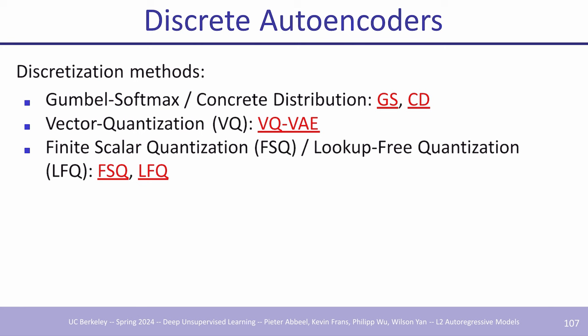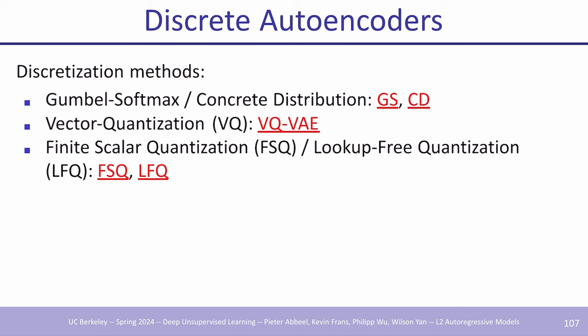And then the most recent that we've seen is something called finite scalar quantization or lookup-free quantization, which maybe in the past year has probably started to gain more traction as people have written papers about it. But essentially, if you're interested, you can check out these papers. But the core ideas here, these are all basically ways to learn a discrete Z.